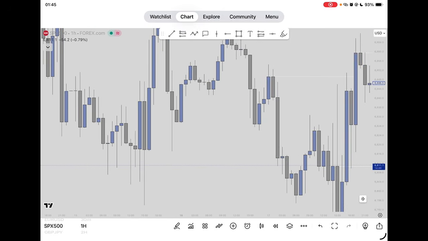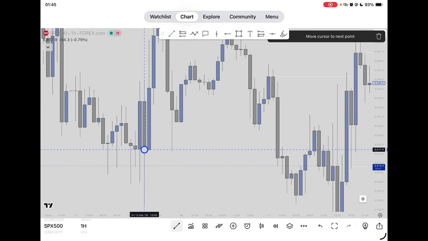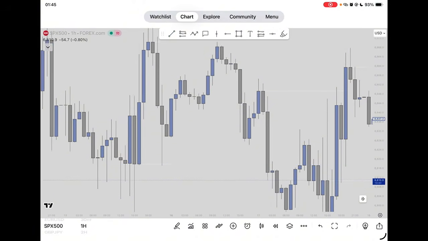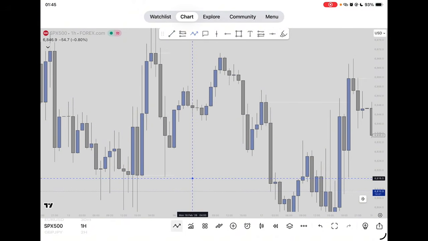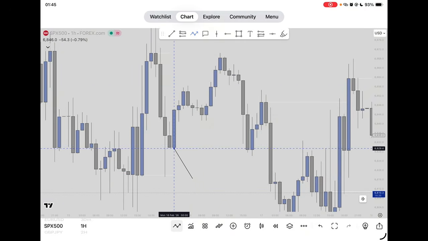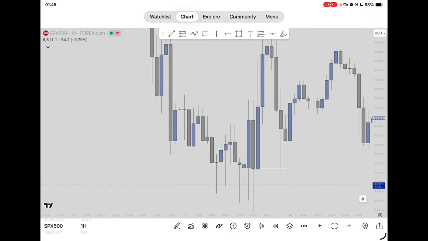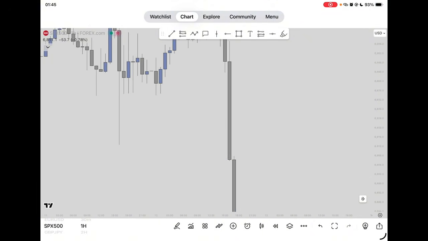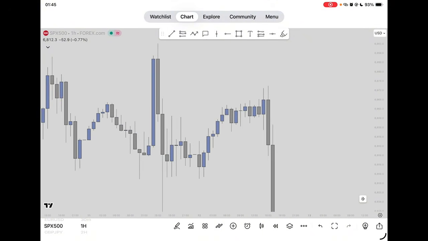Now let's go to the V shape right here. Look at what price did. Price used this for the continuation. V shape continuation to the upside. Do you understand? So let's go on and look for more.